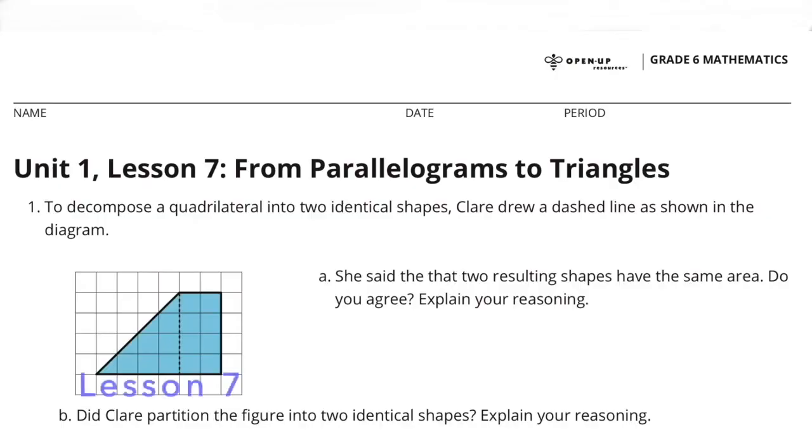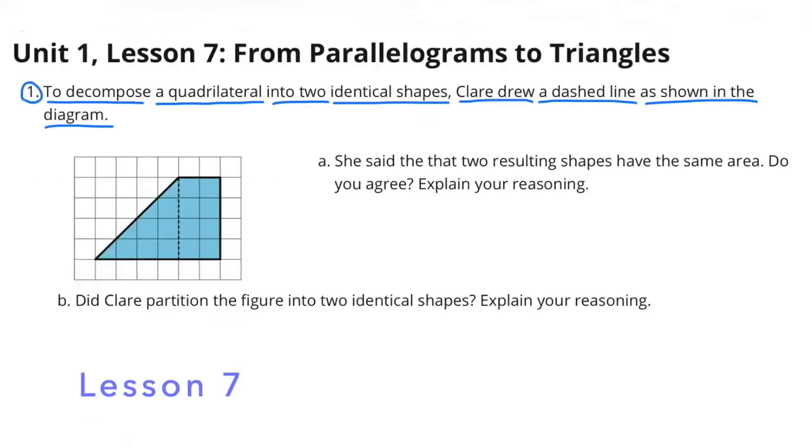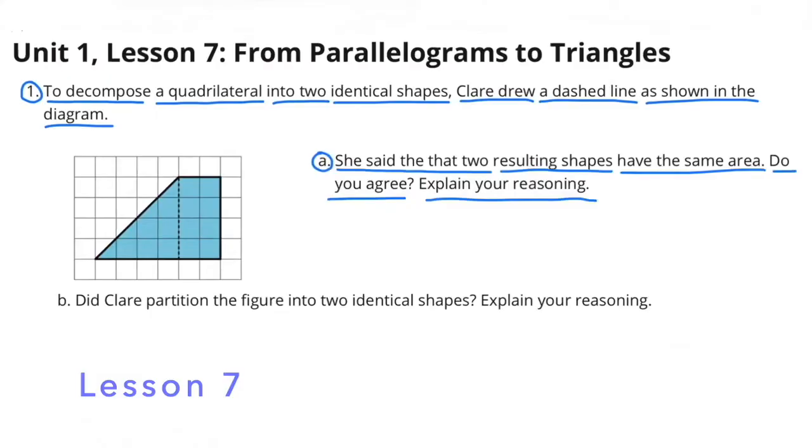Unit 1, Lesson 7, From Parallelograms to Triangles. Number 1. To decompose a quadrilateral into 2 identical shapes, Claire drew a dashed line as shown in the diagram. A. She said that the 2 resulting shapes have the same area. Do you agree? Explain your reasoning.